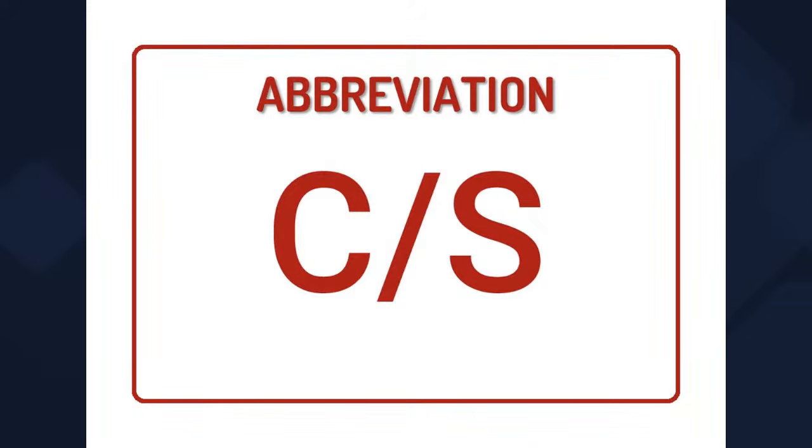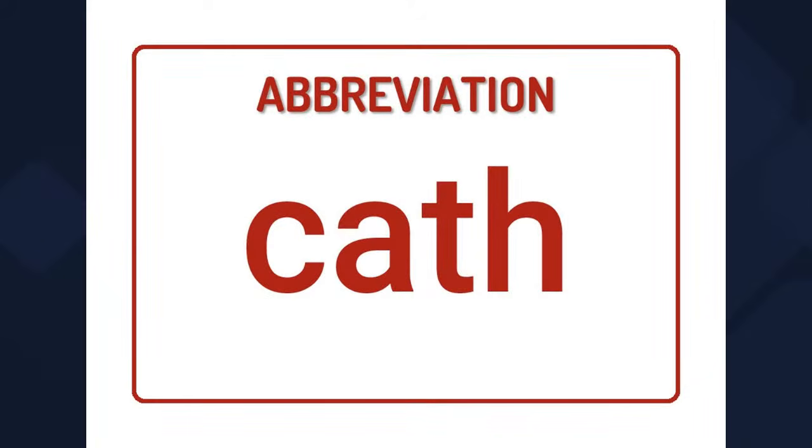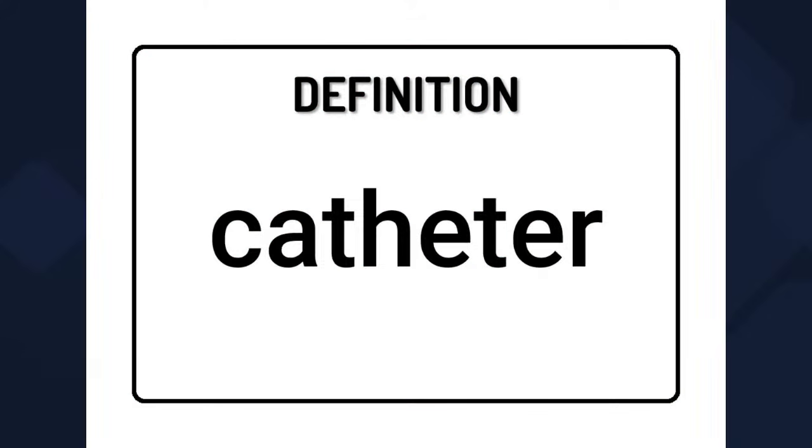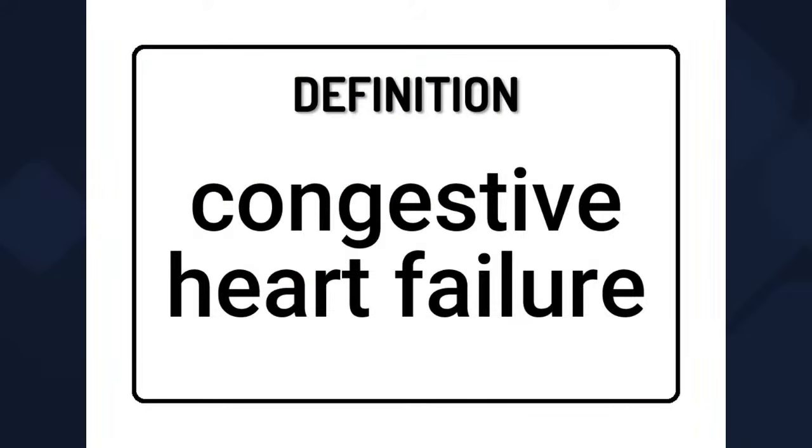C/S is a procedure that you'd have to perform sometimes, and that will be culture and sensitivity. So we will have you collect the urine, collect the fecal matter, so we can send it to lab for a culture and sensitivity, so we can find out what's growing inside of the body fluids. Cath is an abbreviation for the word catheter. CHF is a medical abbreviation for congestive heart failure.